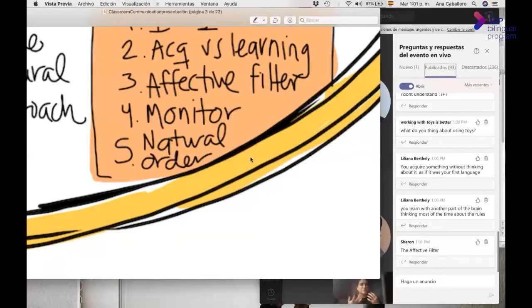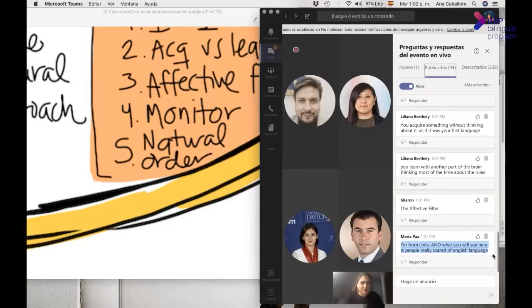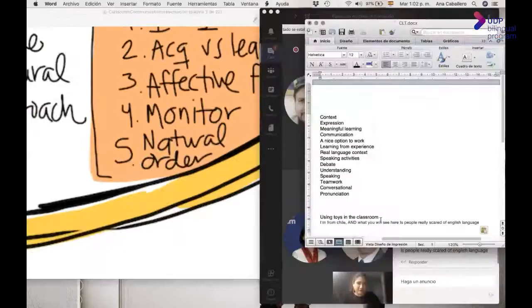Because if you teach learners at the same level they currently understand, they get frustrated. They're in their comfort zone. I'm from Chile, and you will see here, people, okay, this is very important. Maria Paz from Chile says that people are really scared of the English language. Maria Paz, I'm going to copy and paste your comment here to see if we have time at the end of this webinar to go over your topic, okay?